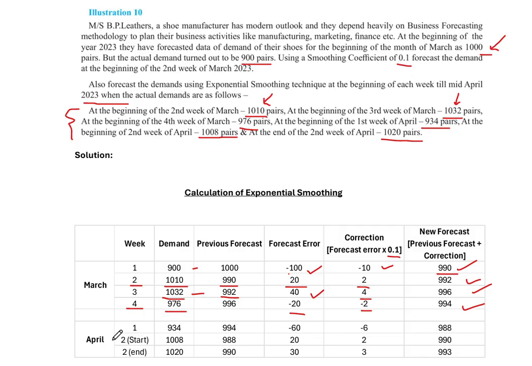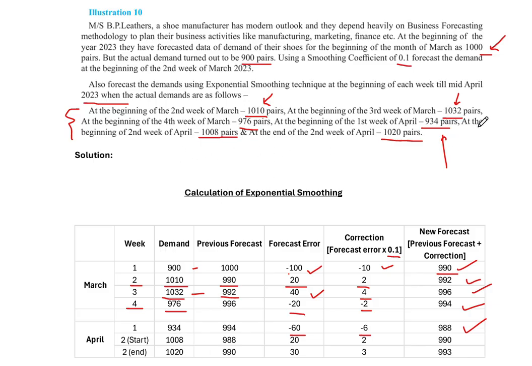Now we'll calculate for the first week of April. Here 934 pairs is the demand for the first week of April. The previous forecast is 994. So forecast error is 934 minus 994, minus 60. Now minus 60 into 0.1, minus 6 is the correction. The new forecast for the first week of April is 994 plus minus 6, 988.